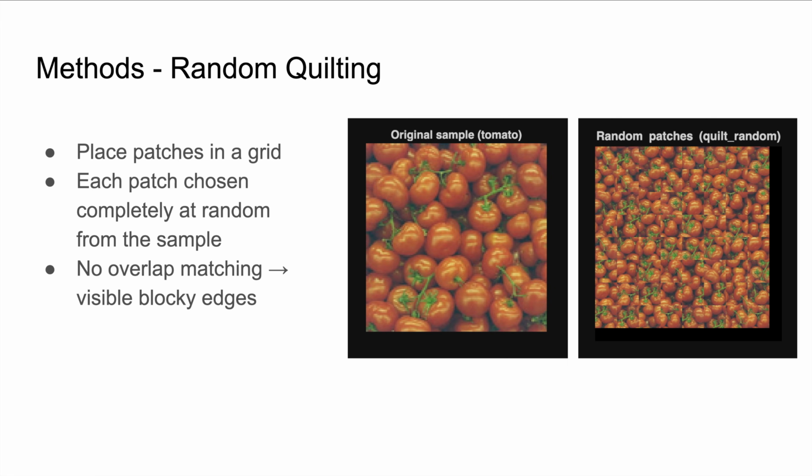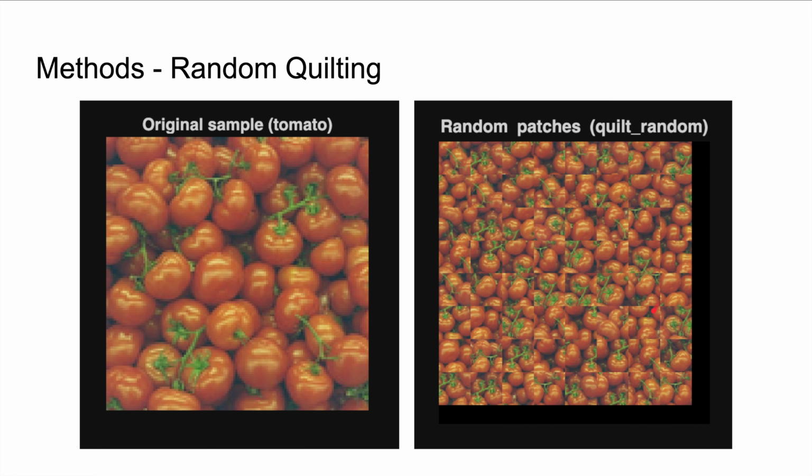I divided the output grid into square patches, and for each position, I just picked a random patch from the input texture to paste in. This is a baseline method and it's very simple, but there's no attempt to line up the patterns. And so you can very visibly see that there are squares and it looks very disjoint.